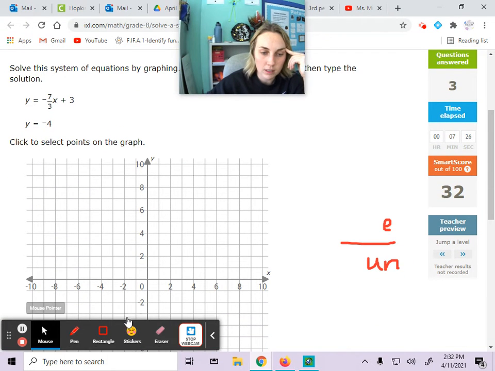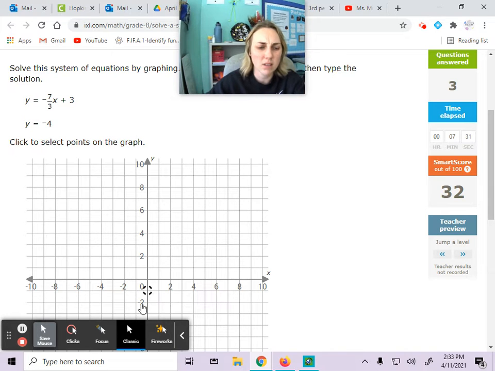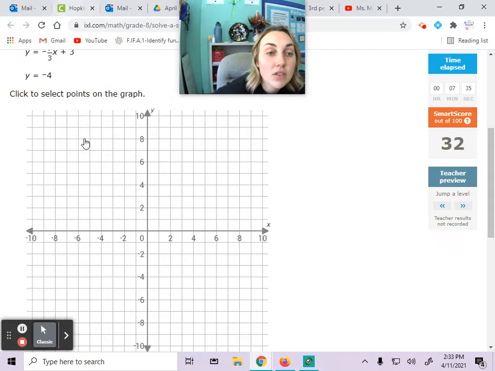Alright, so now I'm going to clear my screen, and I'm going to see if it gets any harder than that. Oh wait, no, this is a good example actually. Cool, let's do it.